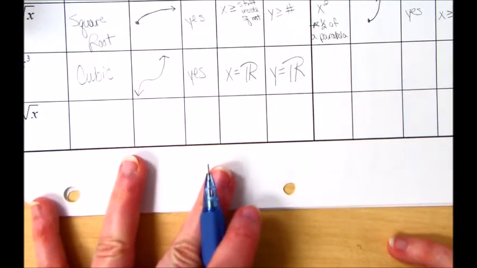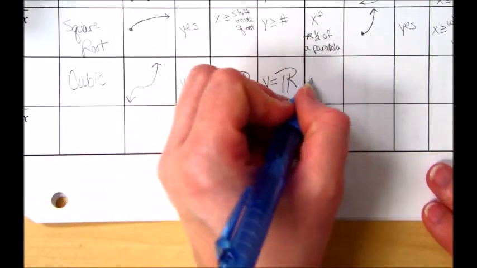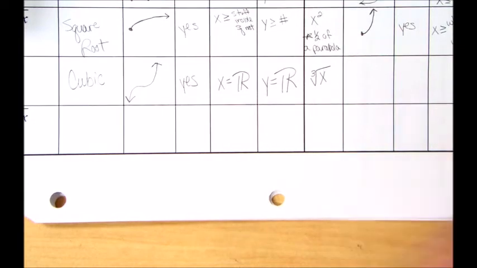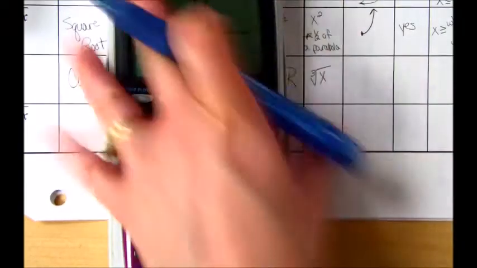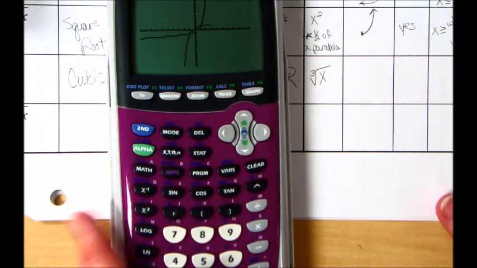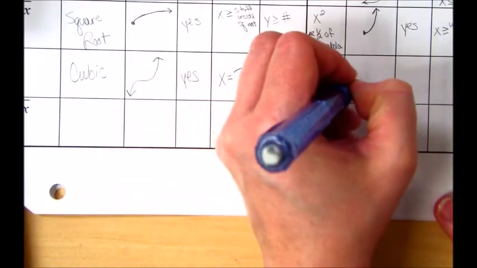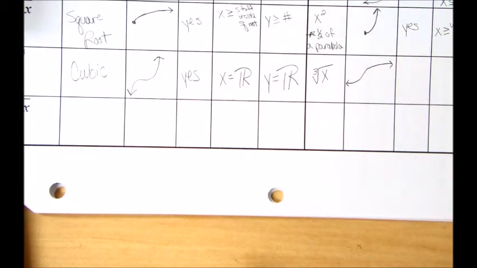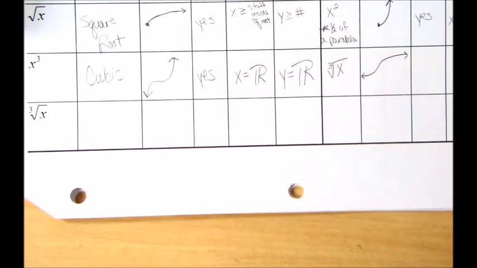The inverse of this graph is a cube root graph. And a cube root graph, let me show you on here. Looks like that. So it goes like that. Kind of takes a weird little turn there in the middle.